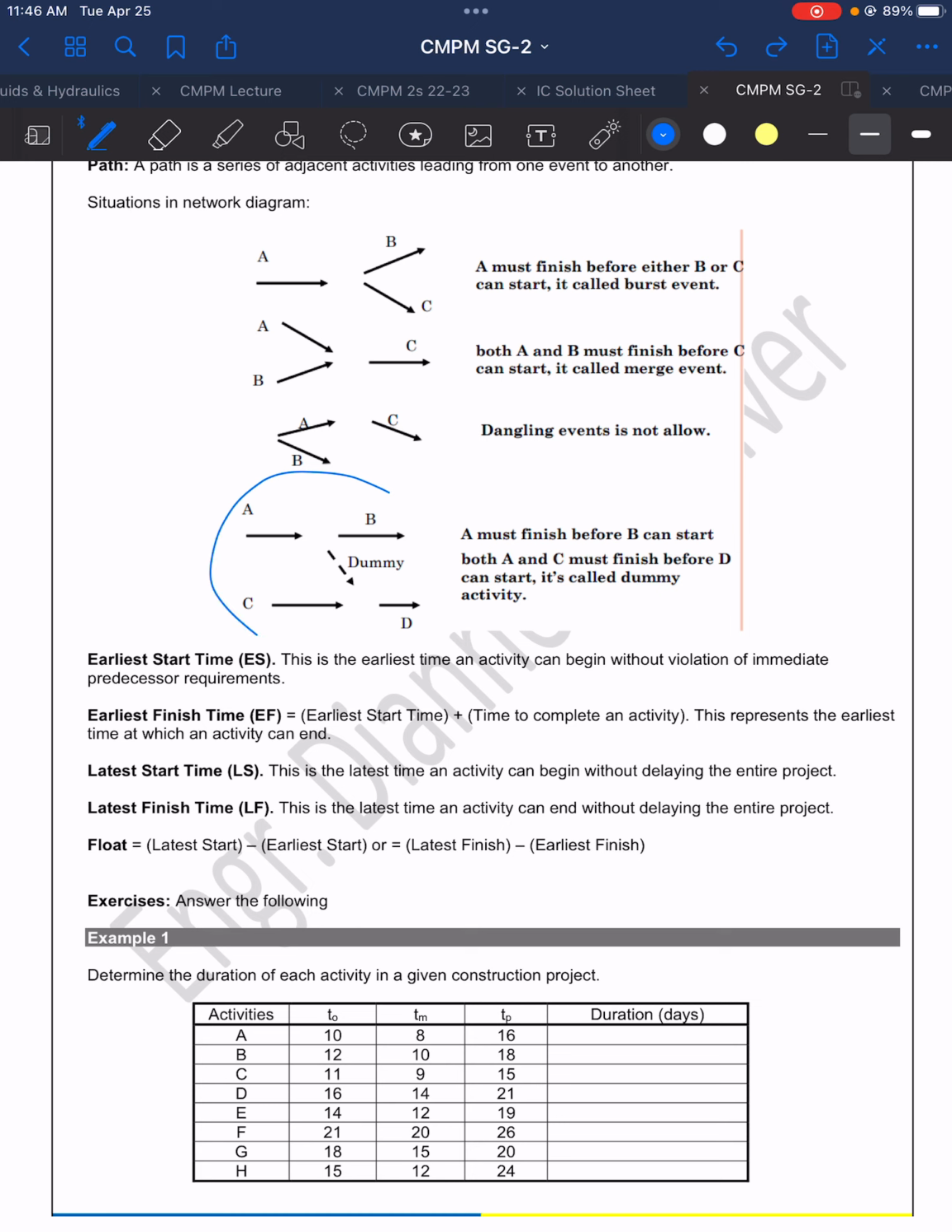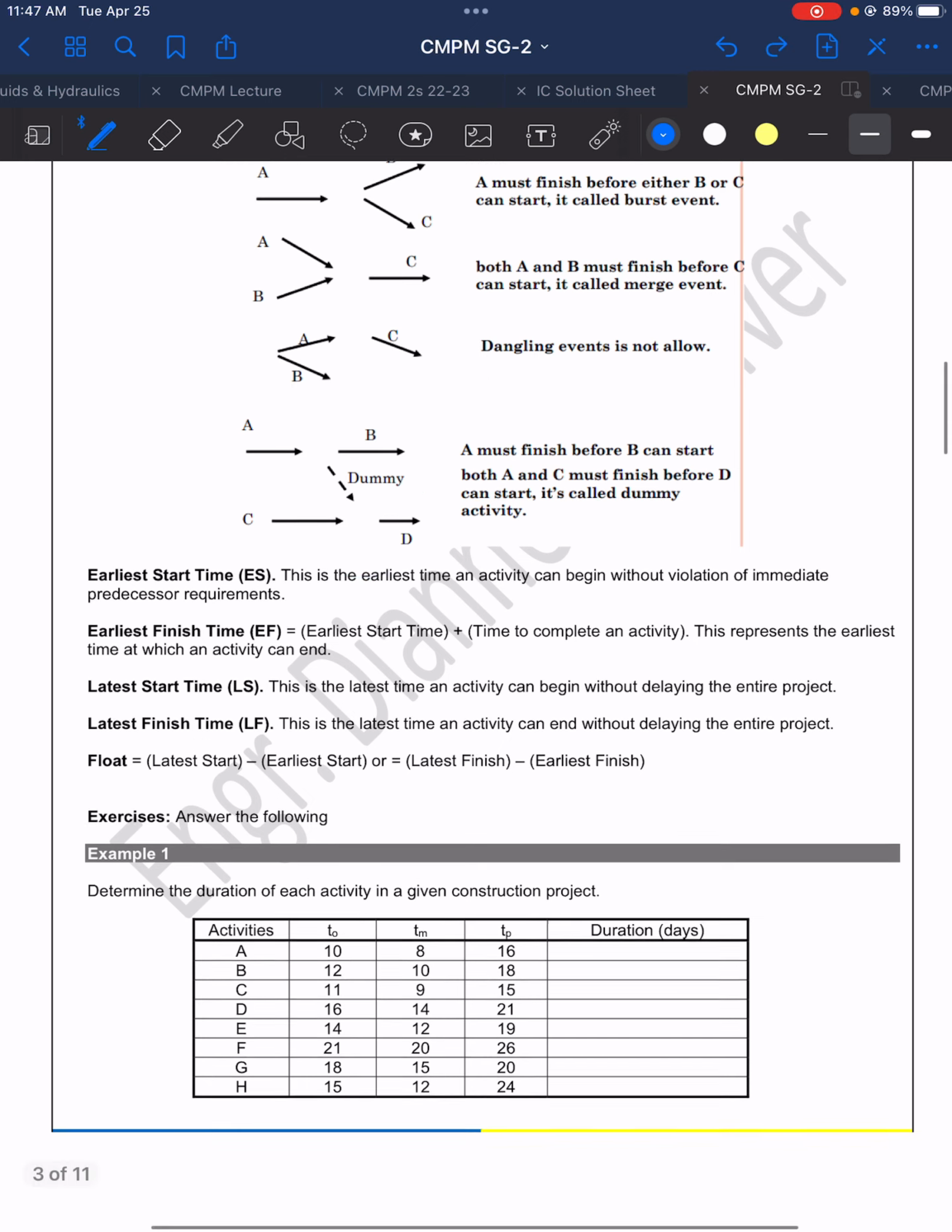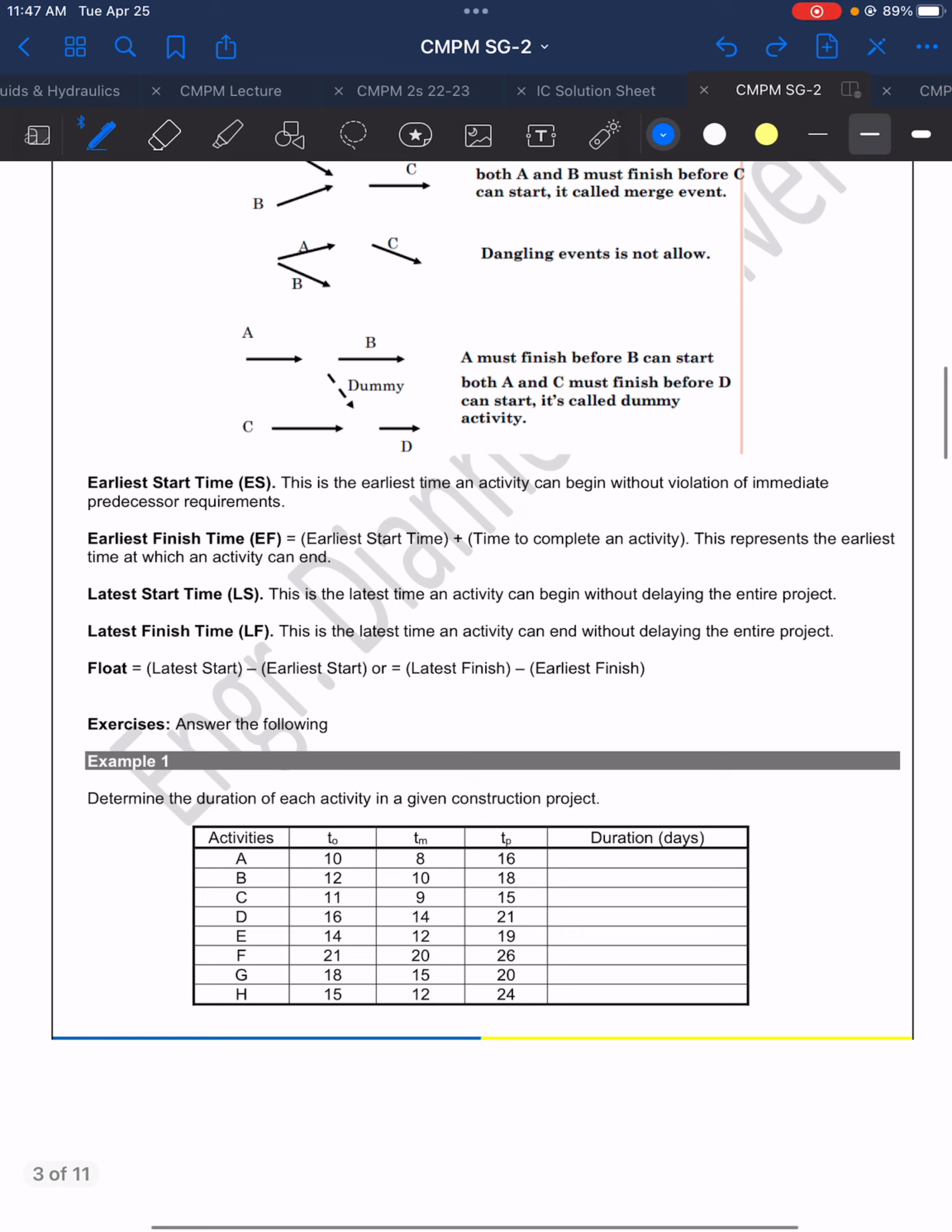Then we need to remember this part also. This orientation or this pattern here means that A must finish first before B can start, and both A and C must finish first before activity D can start. Now you can see here a broken arrow. That is your dummy activity.